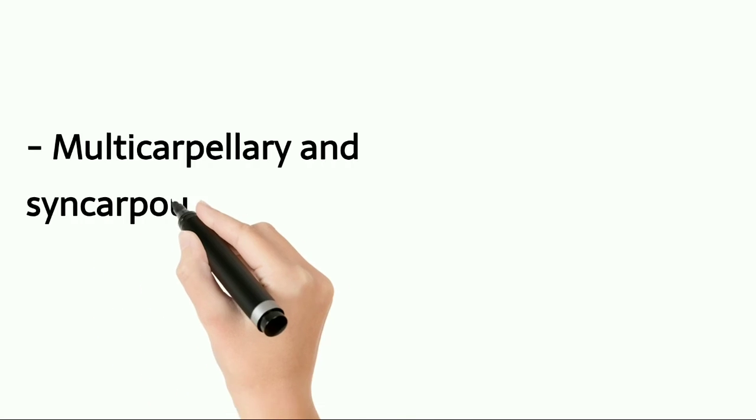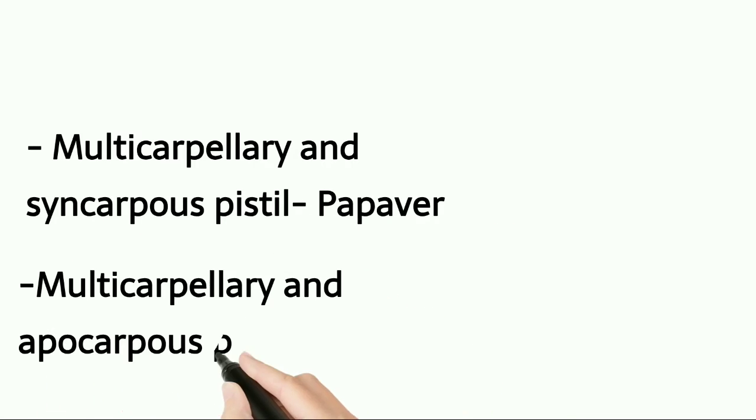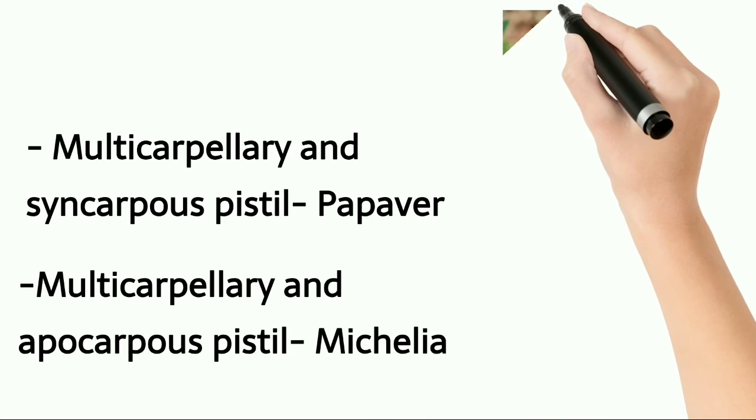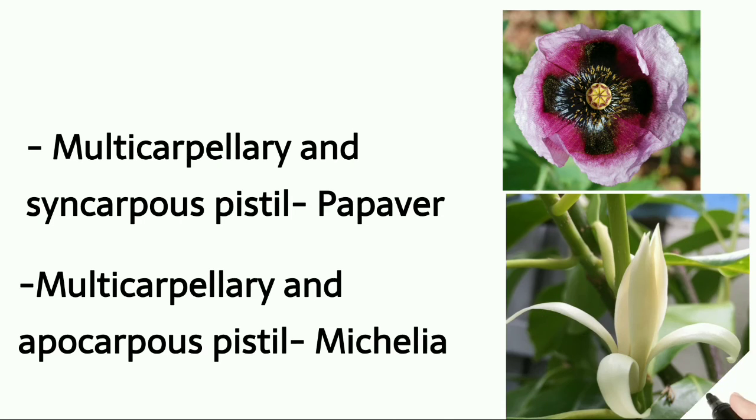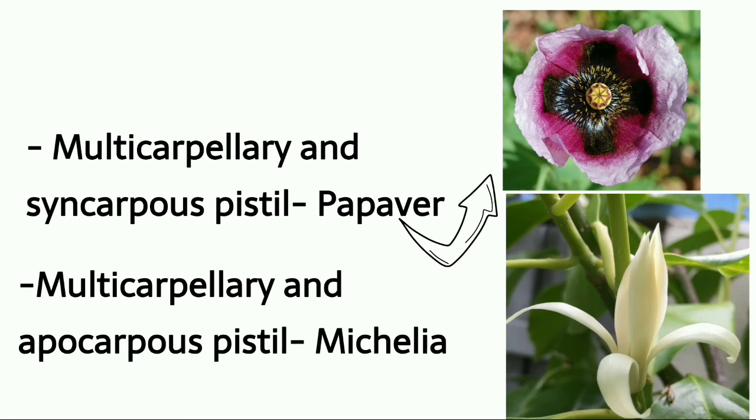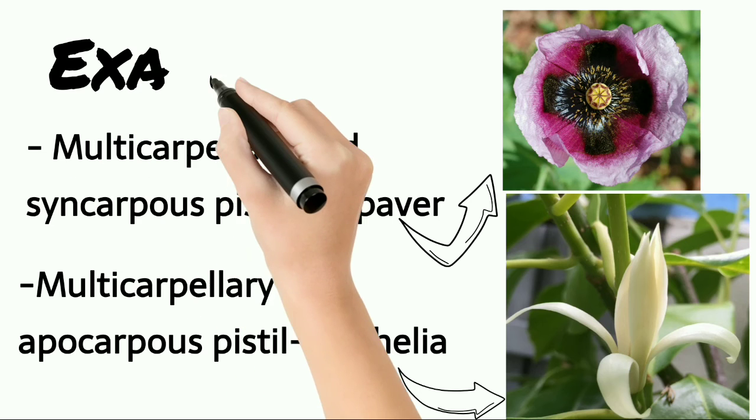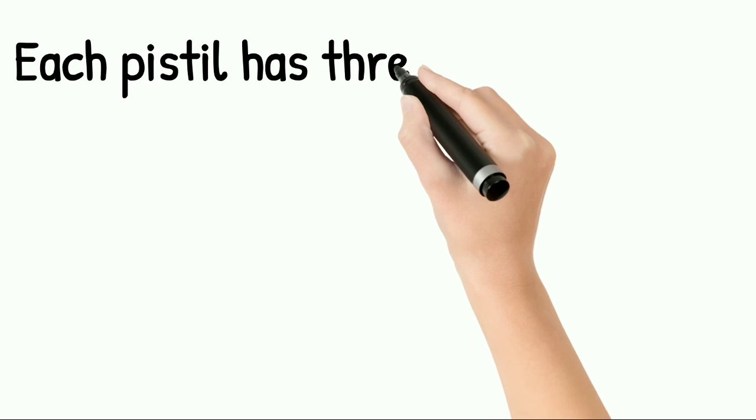Then comes the multicarpellary and syncarpous pistil. Example, it is Papaver. Multicarpellary and apocarpous pistil. Example is Michelia. The first diagram is of Papaver and the second diagram is of Michelia. So these were some examples of multicarpellary syncarpous and apocarpous flowers.